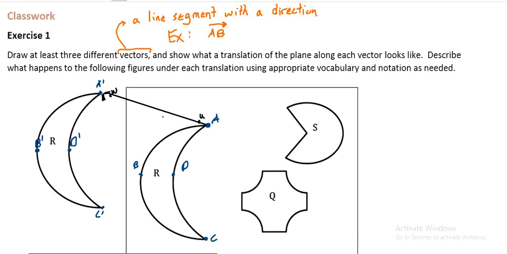I just moved it along my vector, so that A and A prime matched up, and we also see how B prime, D prime, and C prime are in the same positions on the translated half moon as they were on the original half moon shape. So when we translate an object, each point on the object, not just the 4 points I labeled, but every single point that forms these lines, also moves along that vector.